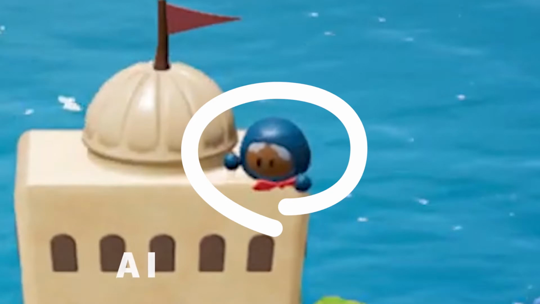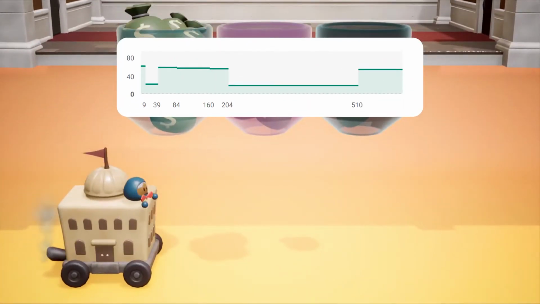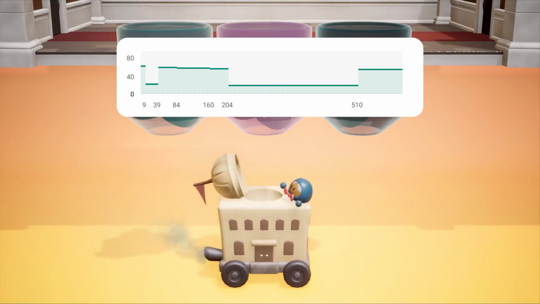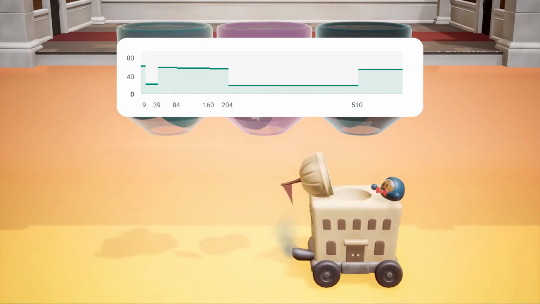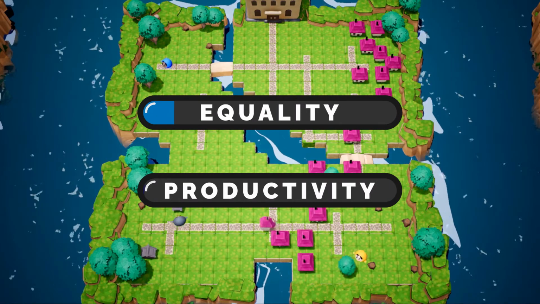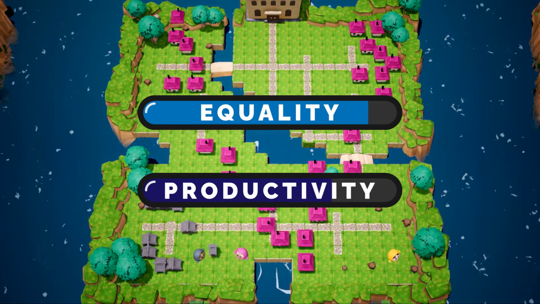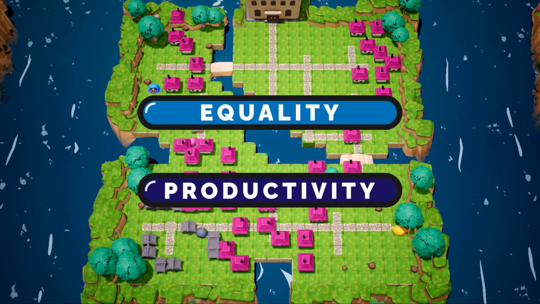This is an AI economist. It created its own tax policy that achieves much better results when compared to other methods. It is able to increase both equality and productivity at the same time by only changing how people are taxed.